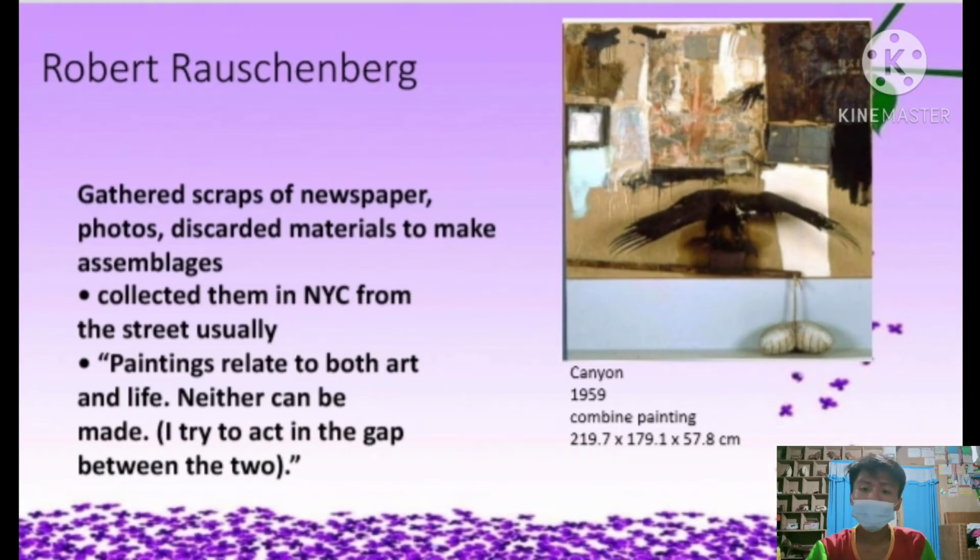So the picture in the slide is one of Rauschenberg's paintings entitled Canyon, from 1959, also called a combine painting. He gathered scraps of newspaper, photos, and discarded materials to make assemblages. He collected them in New York City, usually from the street. Paintings relate to both art and life, neither can be made. I try to act in the gap between the two.